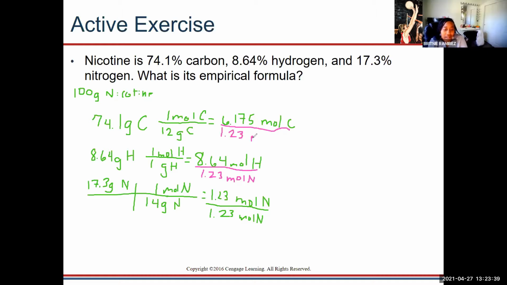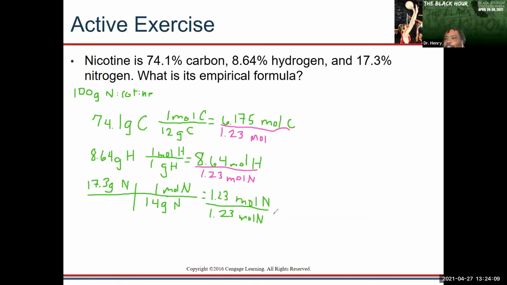Why are we dividing by the nitrogen moles? Because it is the smallest number of moles. So we're using that as our reference because we're comparing them to each other. We want to compare them so that they're whole numbers, and the only way we can do that is by dividing by that smallest number, to get as close to a whole number as we can. Does that make sense, Brittany? A little bit, I'm watching.